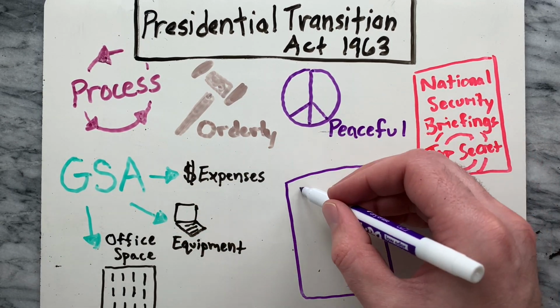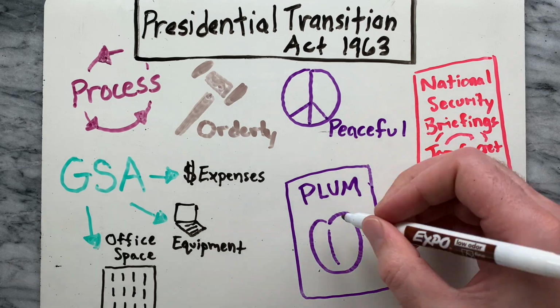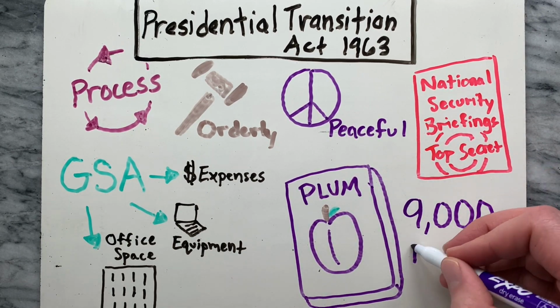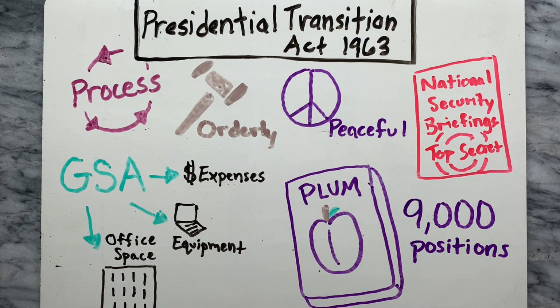Just after the presidential election, a revised edition of the Plum Book is published, which lists over 9,000 federal positions which an incoming administration needs to review, fill, or confirm.